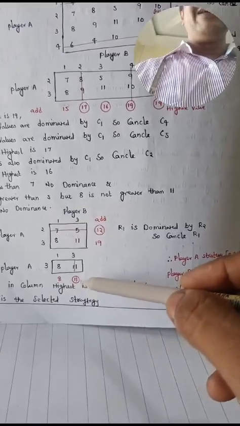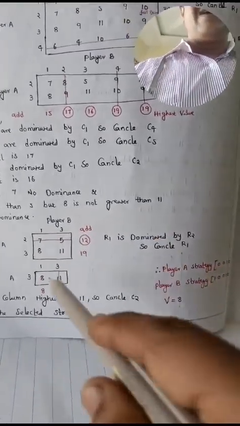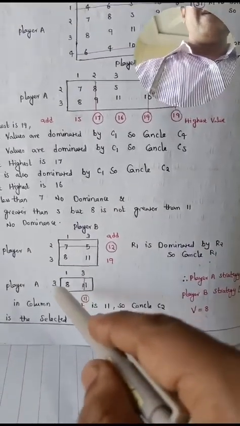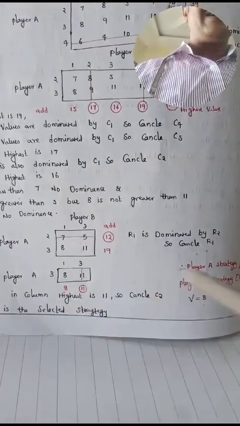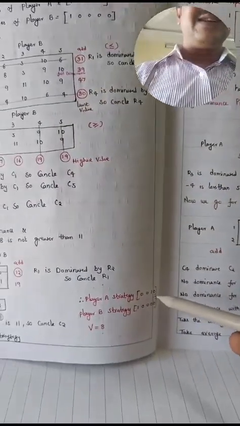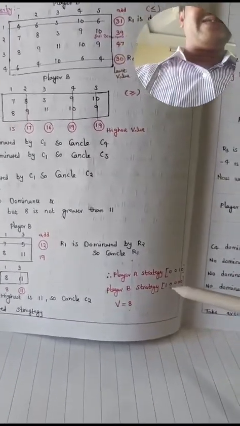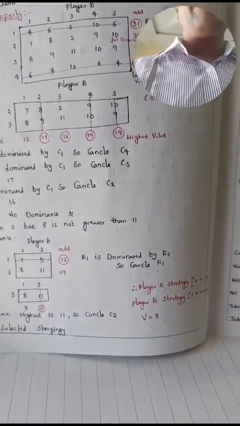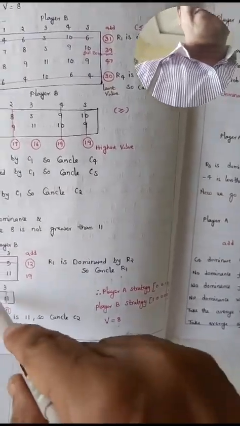So here 11, that 11 is greater than 8, so this is cancelled, and what we are left with is, for B, the first position, and for A, the third position. So in the third position it is 1 for A, and for B it is the first position. That will give the probabilities of A and B, and the value of the game is 8.